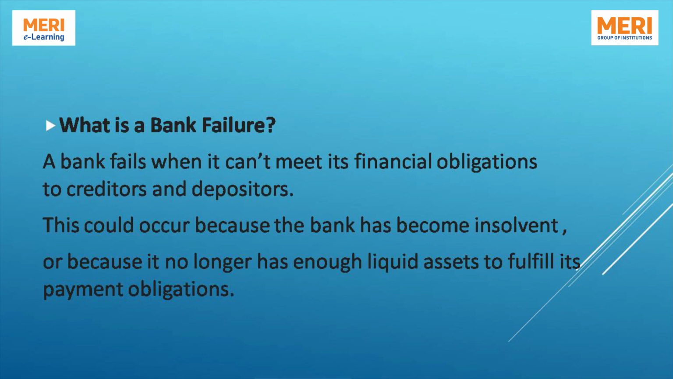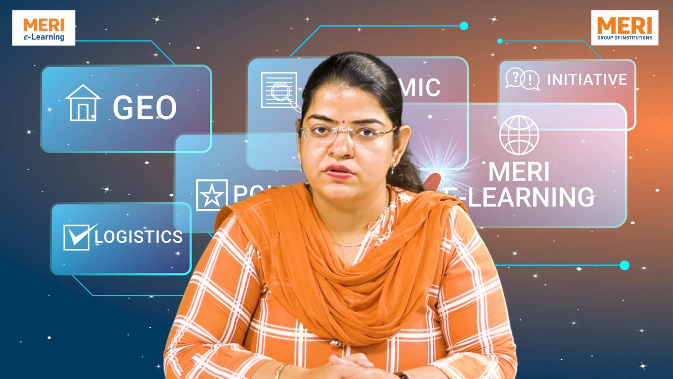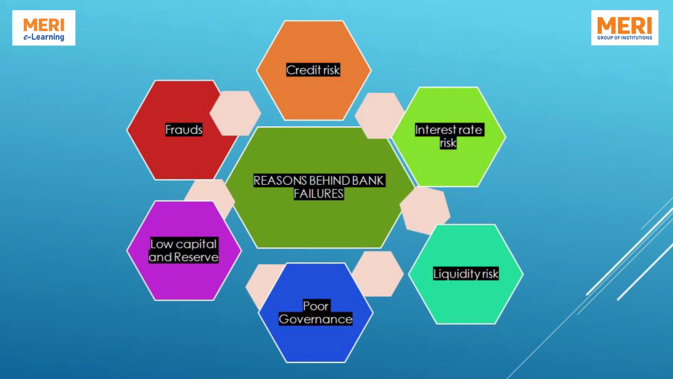A bank fails when it can't meet its financial obligations to creditors and depositors. This could occur because the bank has become insolvent or because it no longer has enough liquid assets to fulfill its payment obligations. The most common cause of bank failure is when the value of the bank's assets falls below the market value of the bank's liabilities, which are the bank's obligations to creditors and depositors.